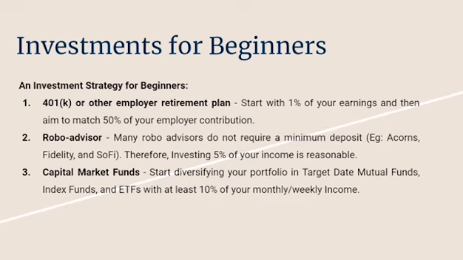Investment for beginners. An investment strategy for beginners can consist of three types of investments. First is the 401k or other employee retirement plan. These are long-term investments. So you can start with 1% of your earnings and then aim to match 50% of your employer contribution. The second one is the robo-advisor. Many robo-advisors do not require a minimum deposit. Examples: Acorns, Fidelity, and SoFi. Therefore, investing 5% of your income is more than reasonable.